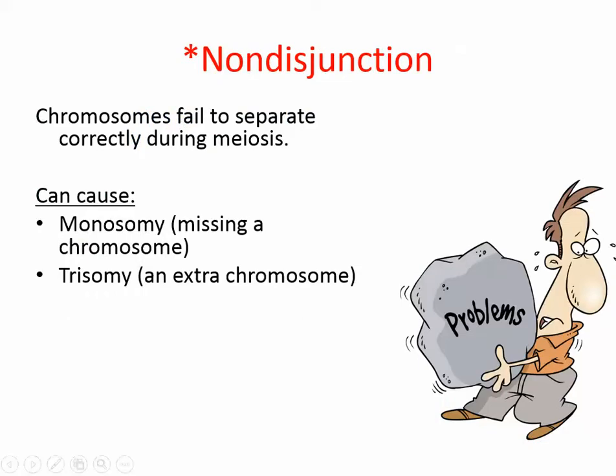Now, what happens if meiosis doesn't happen correctly? What can happen is a process called non-disjunction. That's where they fail to separate. So this can cause a monosomy, or it can cause what's called trisomy, where monosomy is where you're missing a chromosome in one of the gametes, and trisomy is where you end up with an extra chromosome.